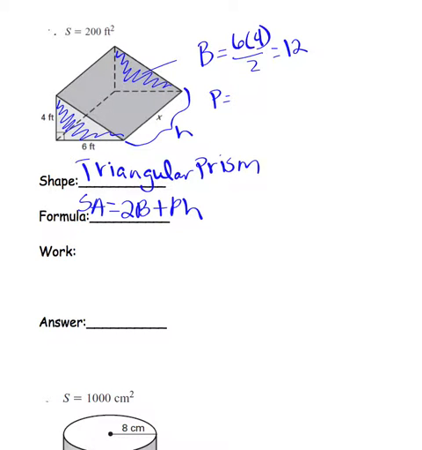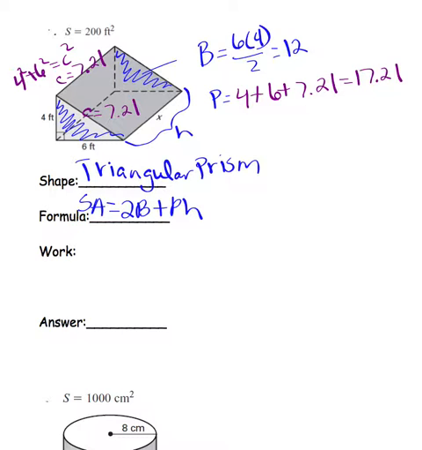This again is going to require us to find the hypotenuse here, which I'm going to call C this time because of the Pythagorean theorem. So 4 squared plus 6 squared equals C squared. Remember, A squared plus B squared equals C squared. So solving for C gives you 7.21. So the hypotenuse is 7.21. So for the perimeter of that triangular base, we need to add 4 plus 6 plus 7.21, and that'll give me 17.21 for P.